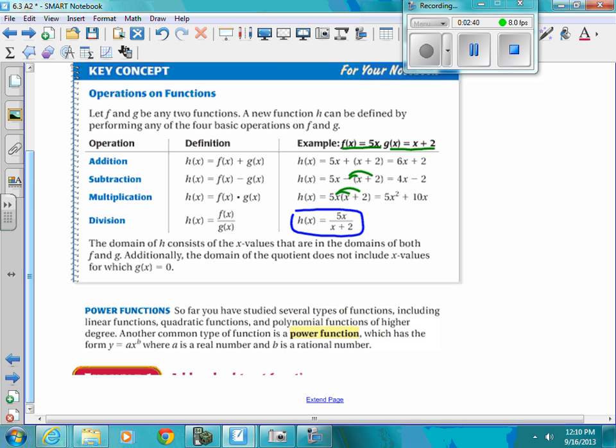Power functions, there's a different new family of functions. We've done a few of them already, but you can see the definition of a power function is y equals a times b to the x, where a is a real number and b is a rational number. Okay, so rational numbers can be integers, but they can be fractions as well for this. So please, if you need to, pause this and finish copying it down before you move on.